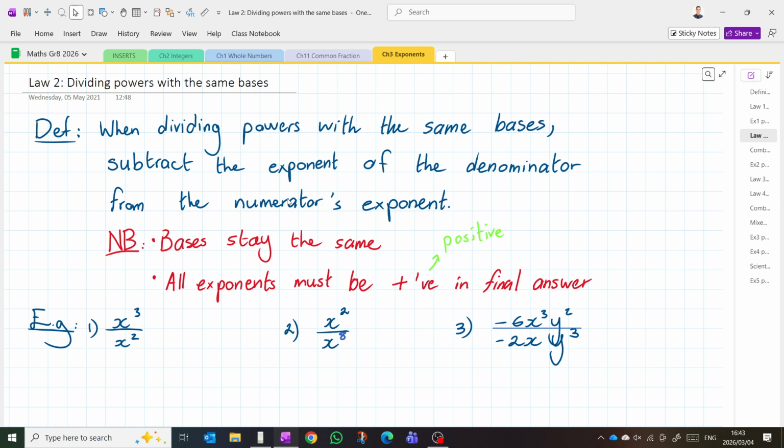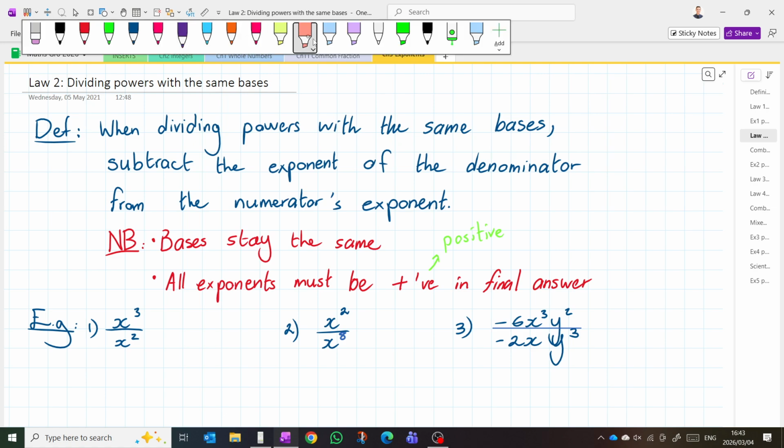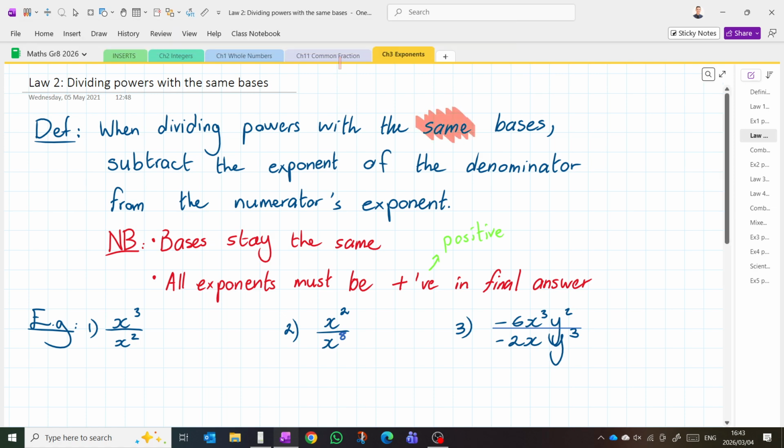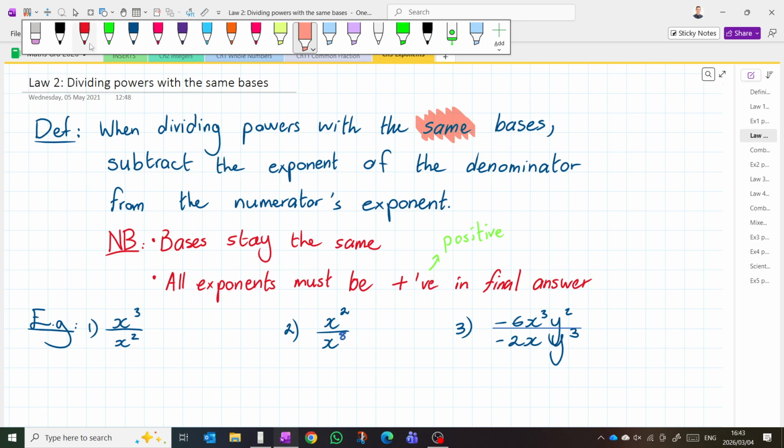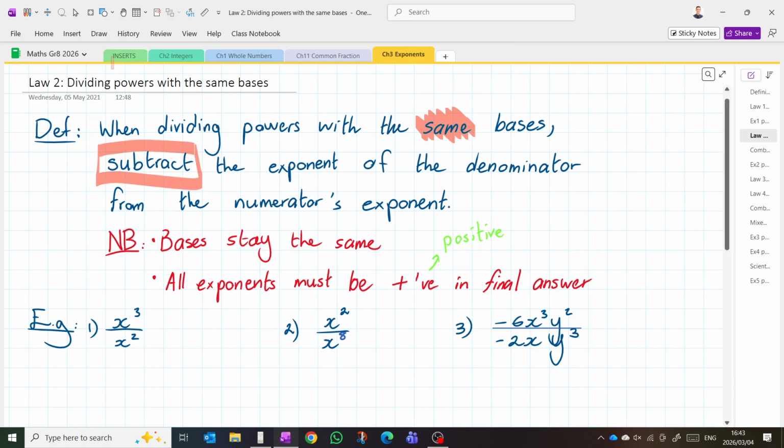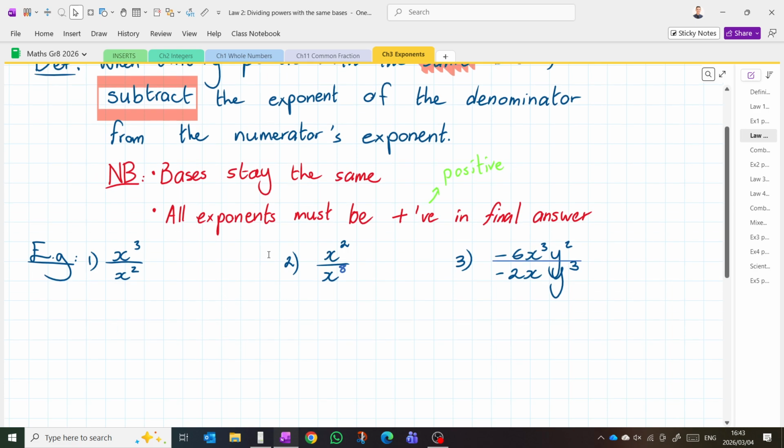Okay, that part I'll talk about just now, and I'm also going to give you an easier way to think of the second law. Just think back again to the first law. There we spoke about multiplying powers with the same basis. Now we're speaking about dividing powers with the same basis, and what do we do? We subtract. So let's see how that works in practice.